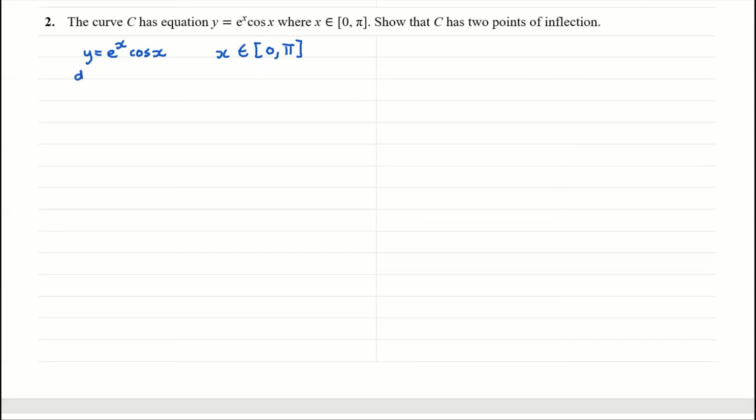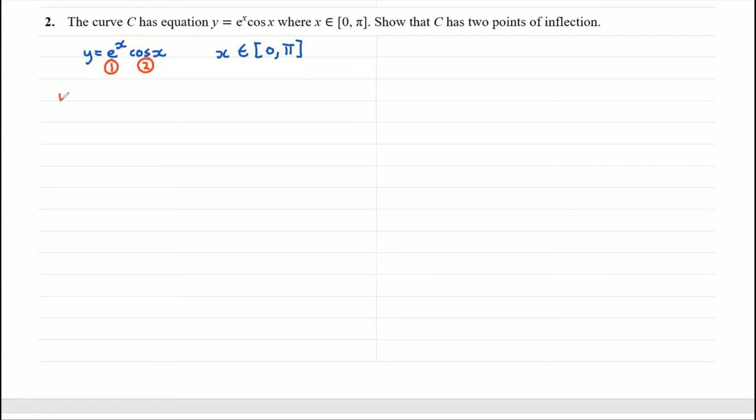Actually, before I do that, you'll notice we've got the product of two functions, e to the x and cos x. So we're going to have to use the product rule here. So that's 1 and that's 2. I'm hoping it's obvious when to use the product rule: when you've got two different transcendental functions, or a polynomial and a trig function or something like that. Two completely different things multiplied together. We're going to have to use the product rule.